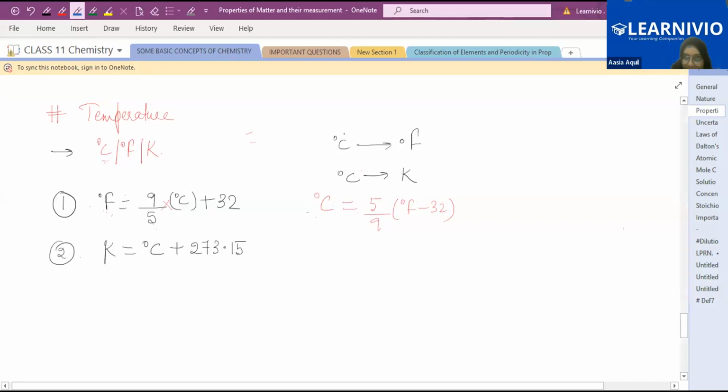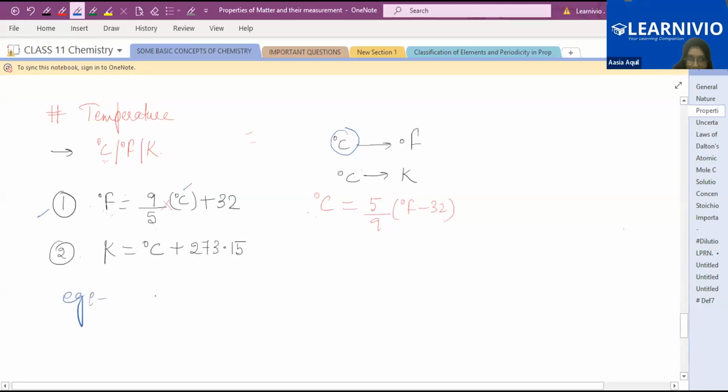Now, here's a question: how can we convert one unit to another? If the temperature is given in degree Celsius, how can we convert it into degree Fahrenheit? And if we need it in the SI unit, how can we convert degree Celsius into Kelvin? There are some formulas by which we can convert the unit. Let's do some questions.